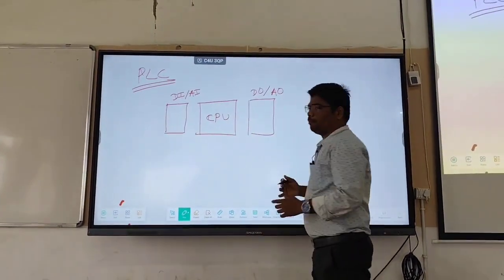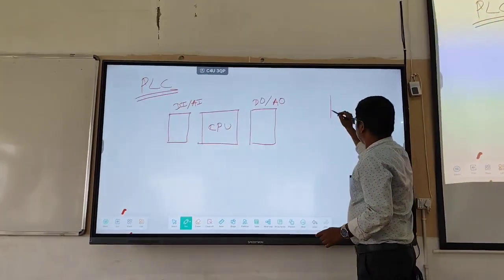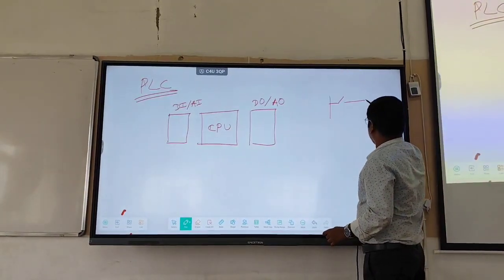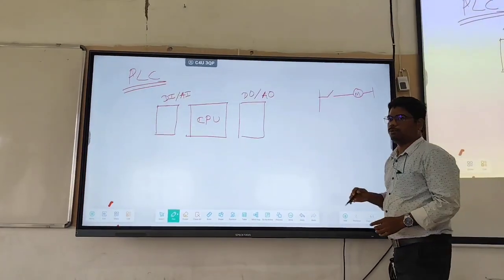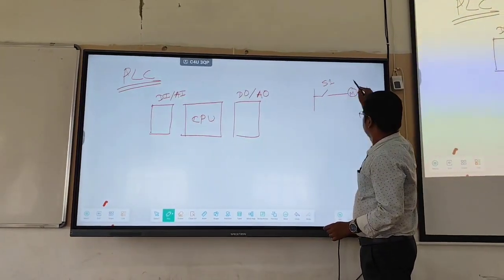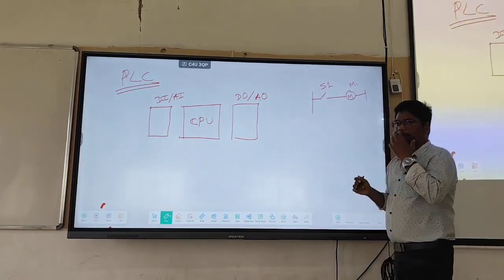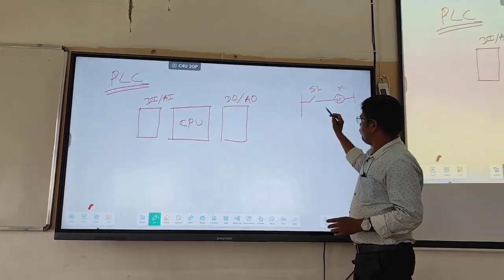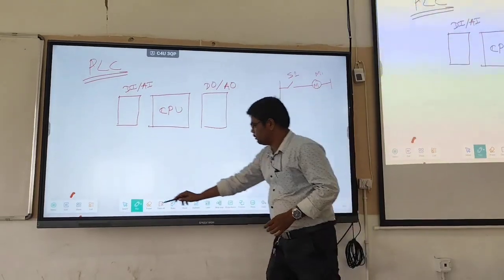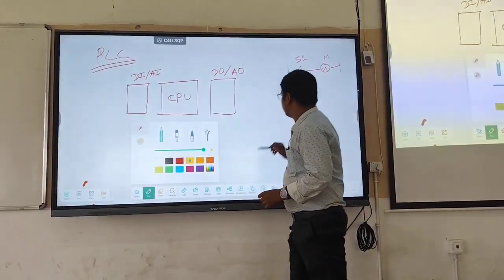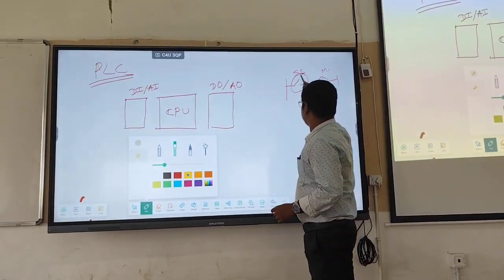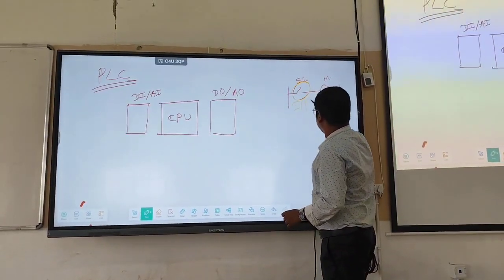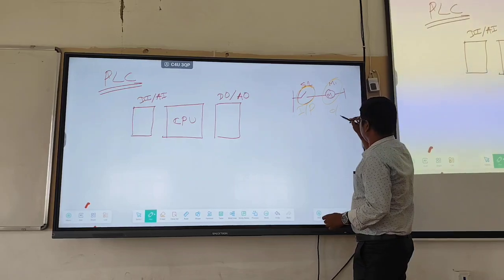If you take a simple input system, you have a switch here and you have to run a motor here. This is a simple task. So this is switch one, motor is one. Simple logic. So what do we do? So in this system here, this is our input, and this is our output.